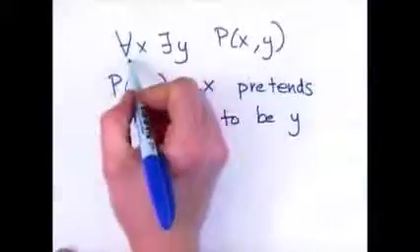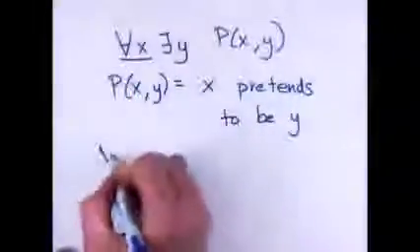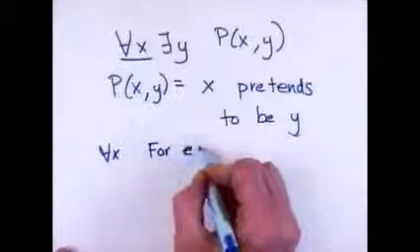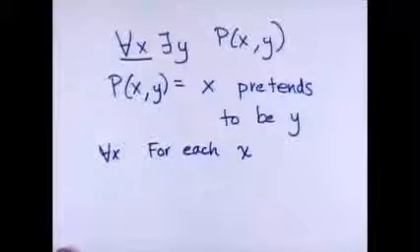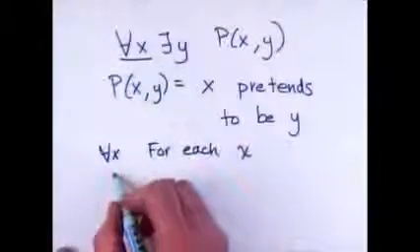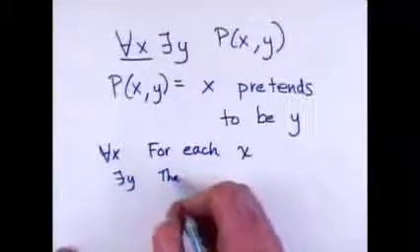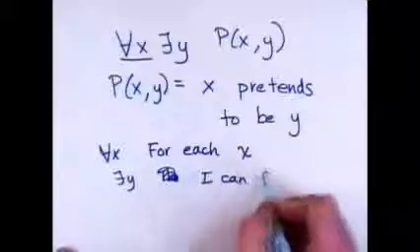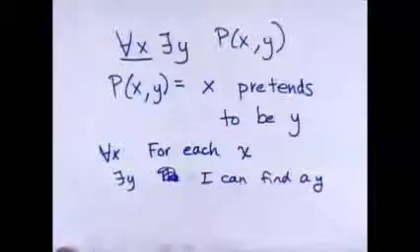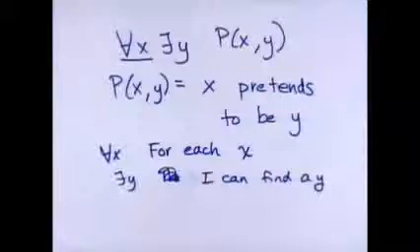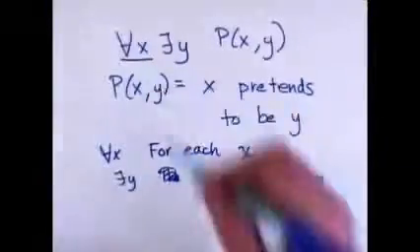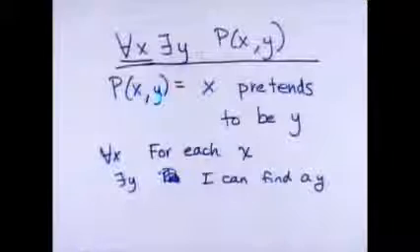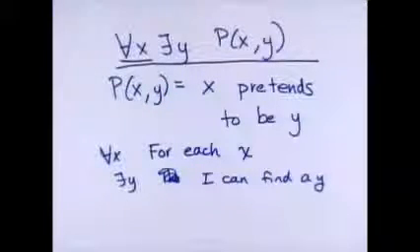In this case, this is the way I read these. For all, I read as a for each. For each x. And there exists a y, I read as I can find a y. So I read this statement to say, for each x, I can find a y value that makes p of xy true.